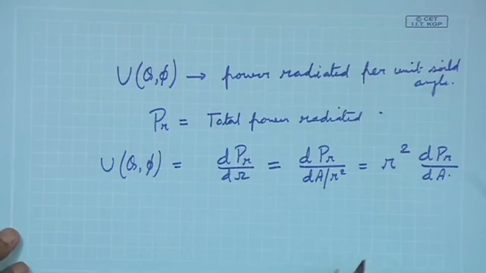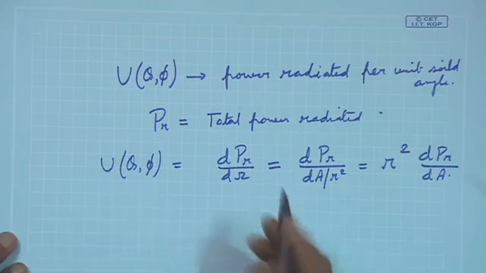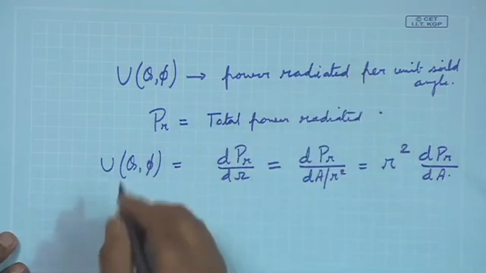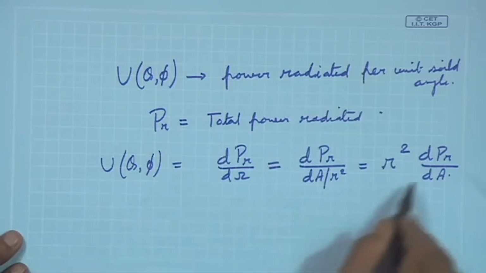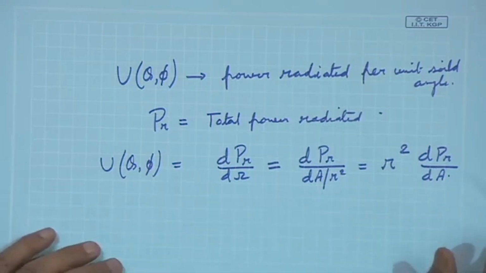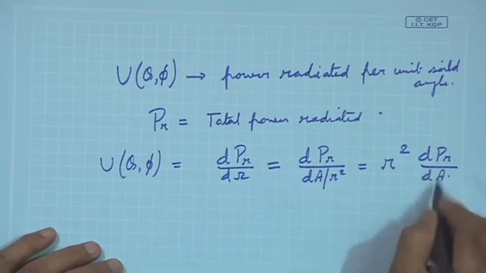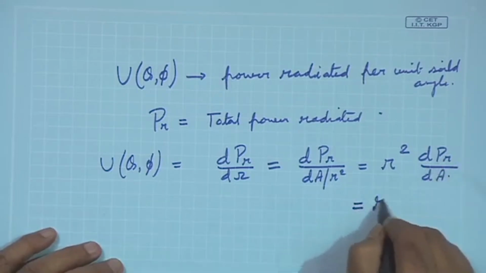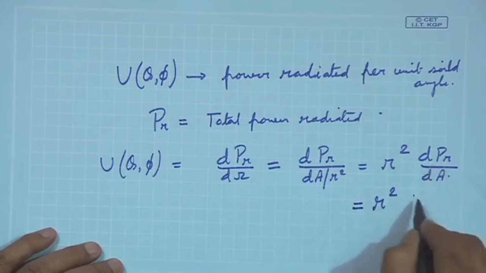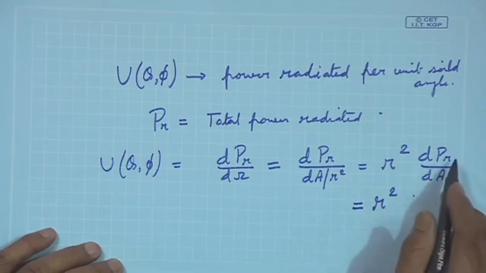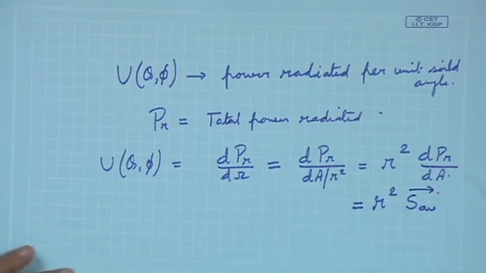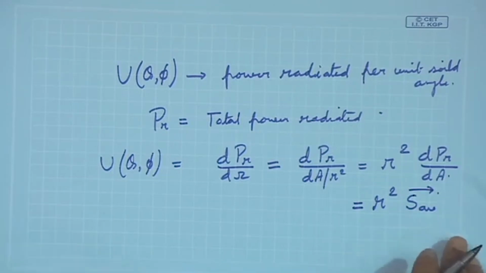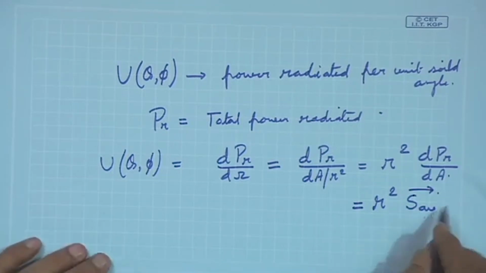Okay. And we can say now that what is our this dPr d omega. Now, how we will evaluate this? So, we know what is dPr dA. dPr dA is nothing but already it is power intensity, power per unit area. So, this is same as our S average vector. So, already we have found S average vector. What was S average vector?